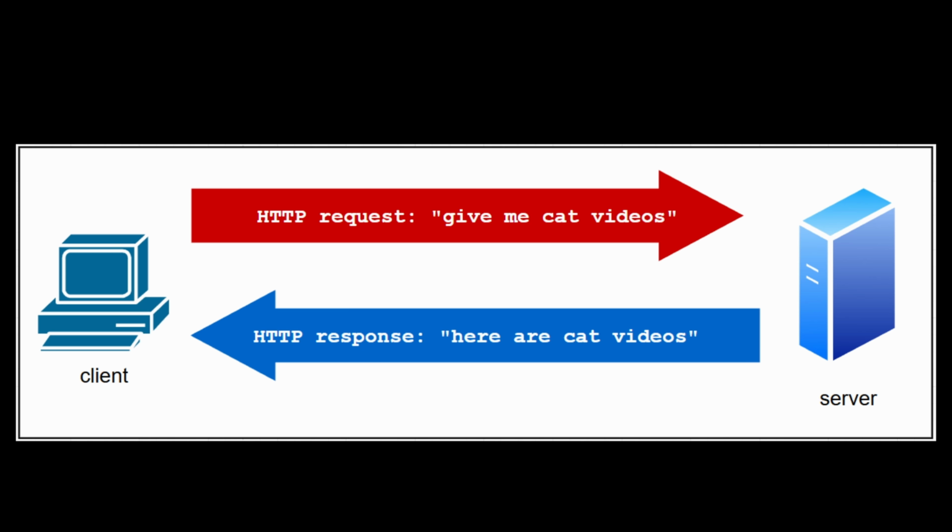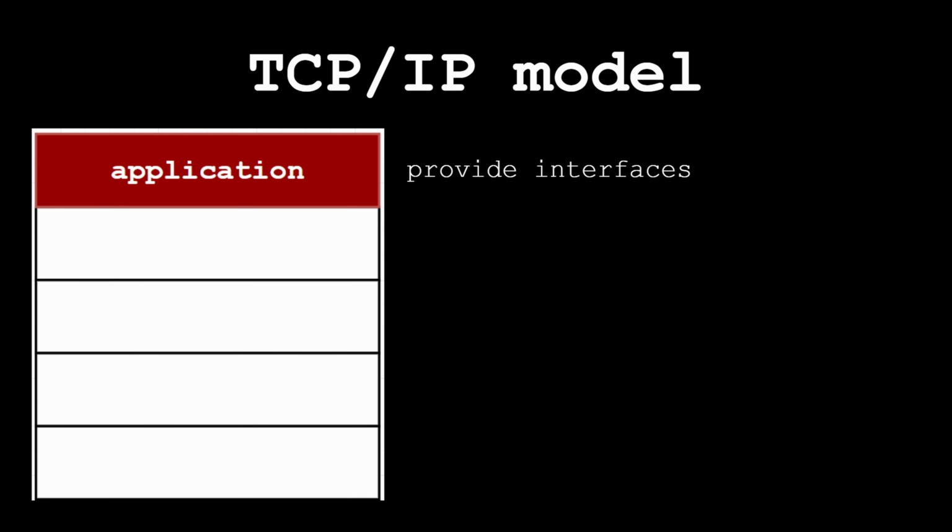There are a lot of application layer protocols too, like FTP, SMTP, SSH, or Telnet. All of those protocols share something in common, and that is to provide us with an interface to interact with the network. So that is the application layer.